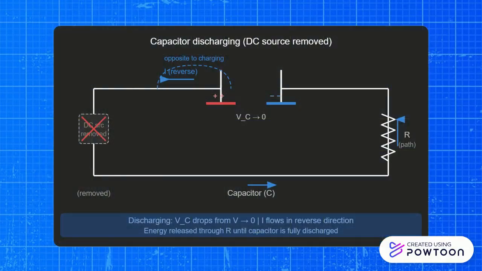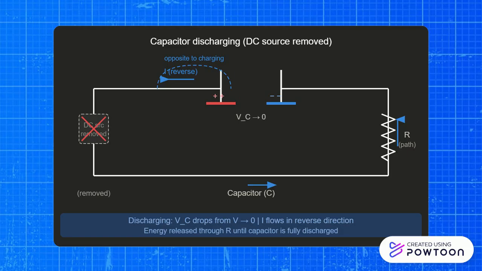If the DC source is removed and a conductive path is provided, the capacitor discharges. Stored energy is released, and current flows in the opposite direction until the capacitor voltage becomes zero.